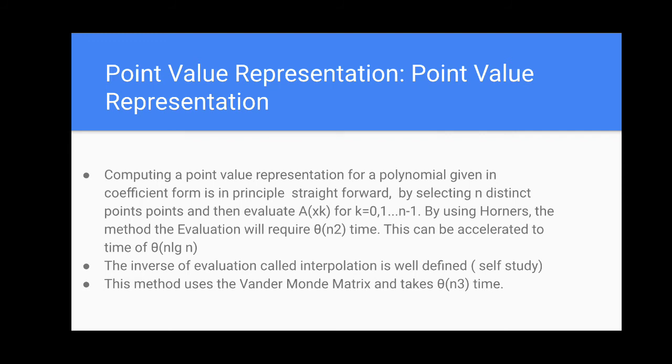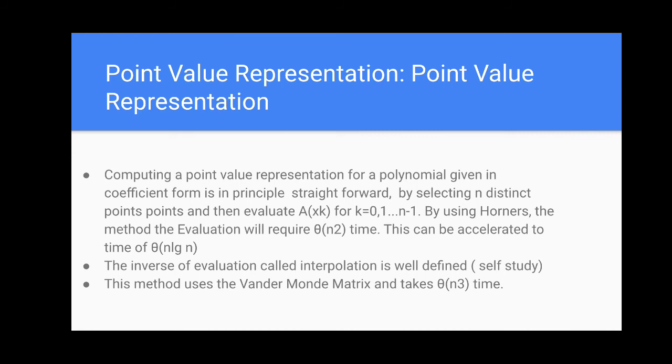And by using Horner's method, the evaluation will require theta of n squared time, because each evaluation takes theta of n time. This can be accelerated to theta of n log n time using the method which we are going to outline further. That is nothing but the fast Fourier transform method.